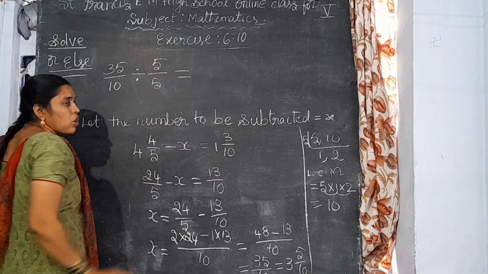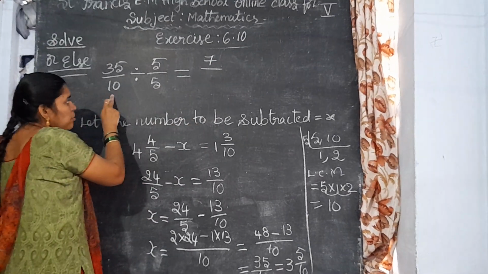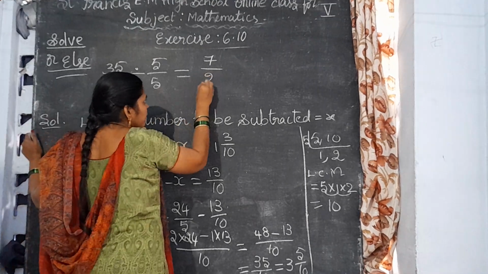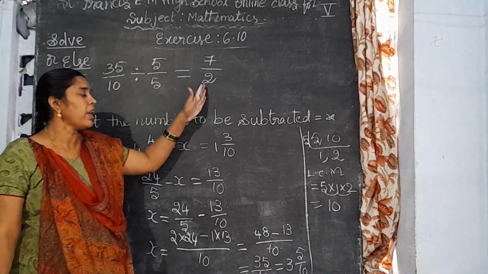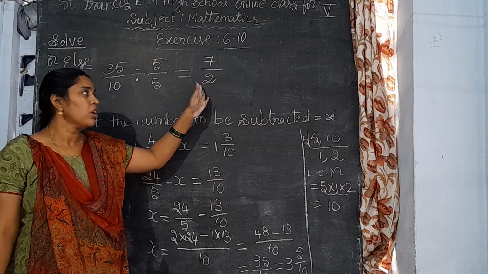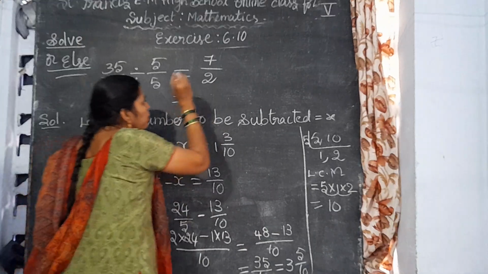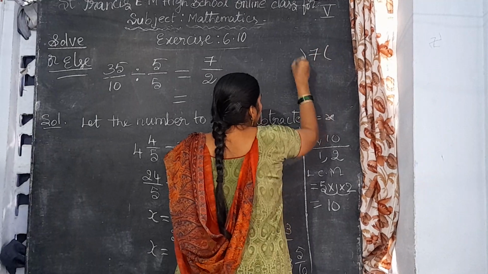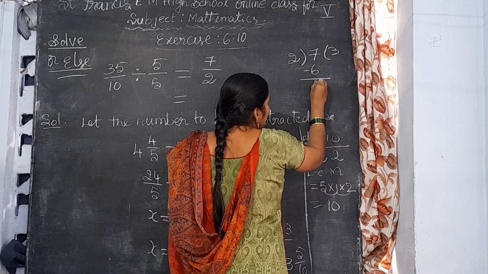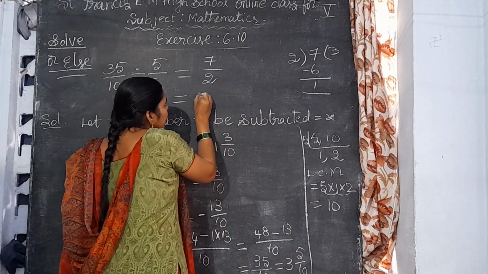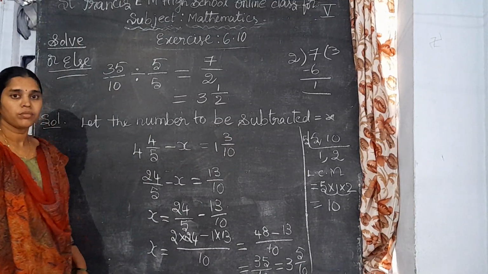Then 5 how many times it will go in 35? 7 times. Right? 5 how many times it will go in 10? 2 times. Now, 35 by 10 is equal to 7 by 2. This is an improper fraction. You should convert into mixed fraction. 7 you should divide by 2. 2 3s are 6. Now 7 minus 6, 1. So this can be written as 3, 1 by 2. Okay?